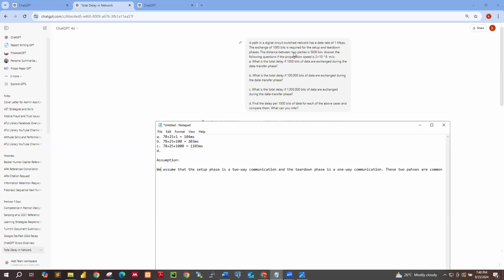The question is saying that there's a setup and a tear down phase over here. Now, the assumption underlying this particular section of the question is that the setup phase is a two-way communication and the tear down phase is a one-way communication. You realize that this was not given in the question. So it's an underlying assumption, preset information, a preamble that must be added to the question. These two phases are common for all the three cases. That is what we are going to add.